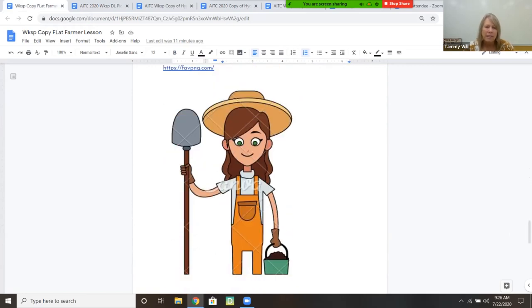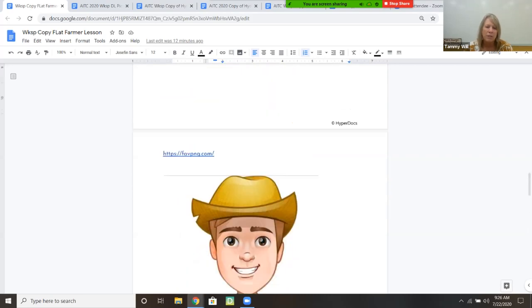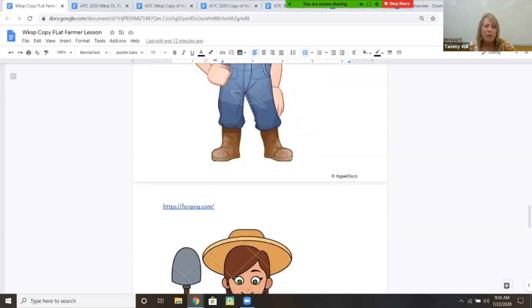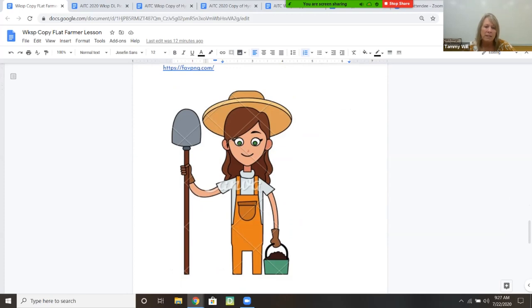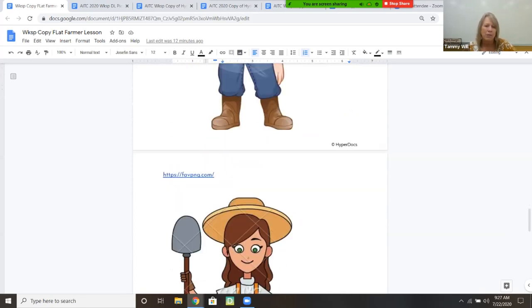Now it was a struggle to find a farmer or a farmer-ette that looked more up to date, that didn't look too old. So I was trying to get one that they could more relate to, but these are two that I use, and you notice I am giving you the website where they came from. I actually got the free copies of them, but it's hard to find drawings out there. And I currently have a high school student who is very artistic working on my own copies that I will use in the future.